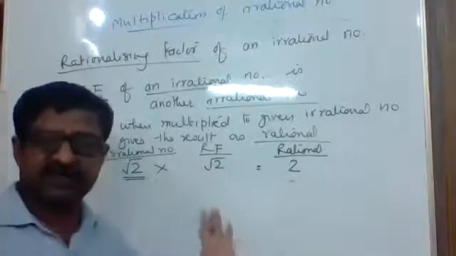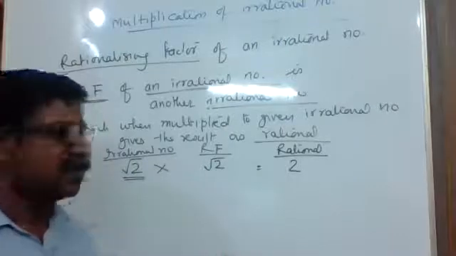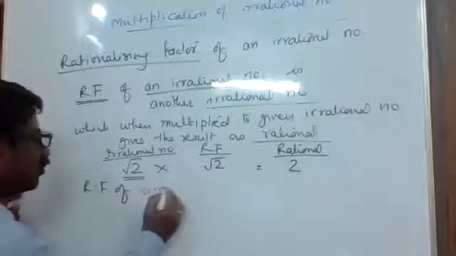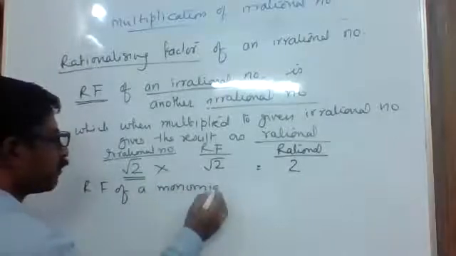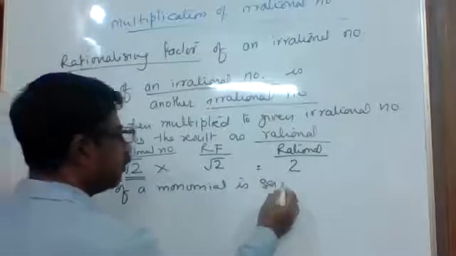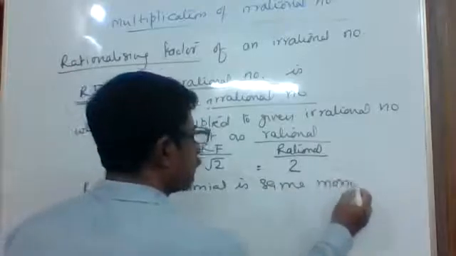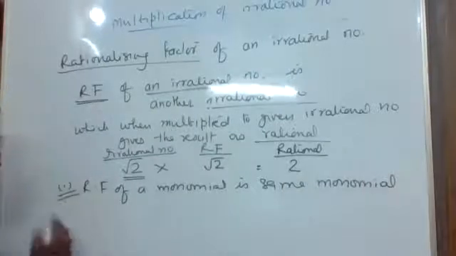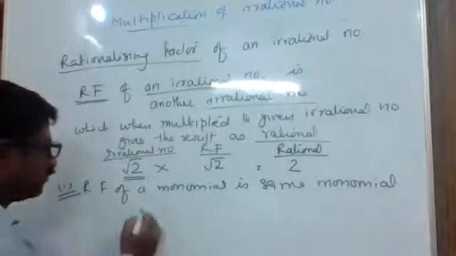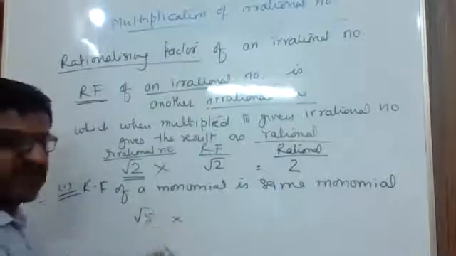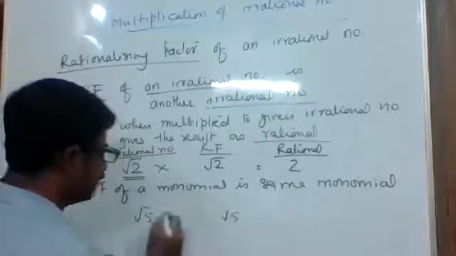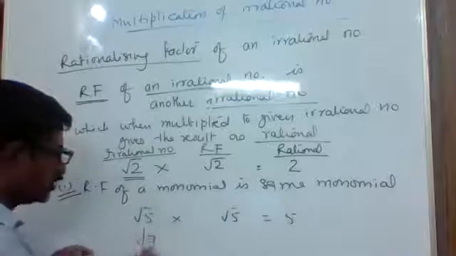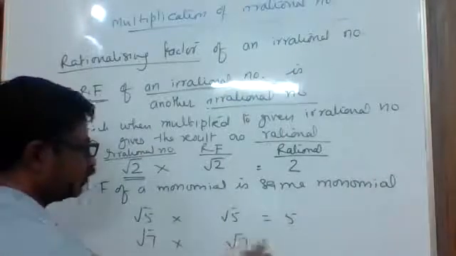Therefore, the rationalizing factor of an irrational number is another irrational number whose product with the given irrational number gives a rational result. Clear? Actually, the rationalizing factor of a monomial is the same monomial. This will be more clear to you. If I take root 5, the rationalizing factor of root 5 is root 5 itself. The same number has to be taken. Suppose you have taken root 7, then you have to take root 7.